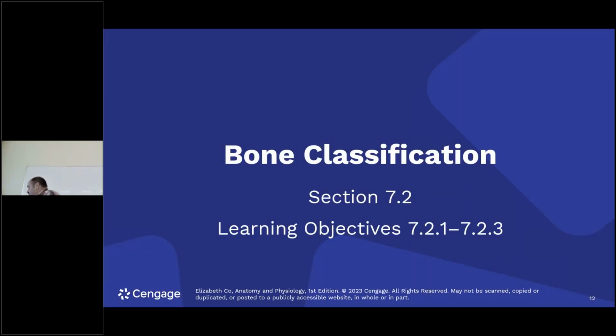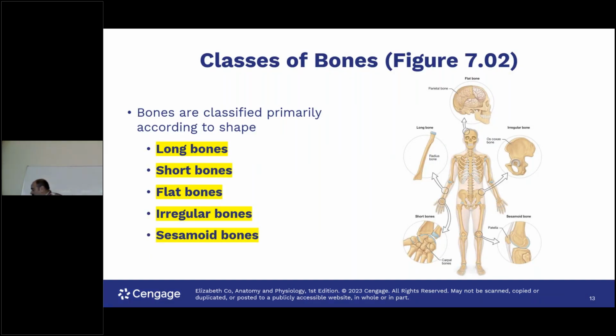So, bone classification. Here's where I'm going to go through pretty quickly, because these next slides, you need to know these different classifications of bone: long bone, short bone, flat bones, irregular bones, sesamoid bones. You need to know what they represent, what they look like, and what examples of them.